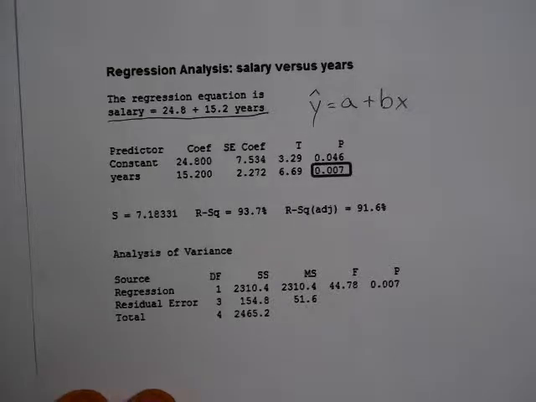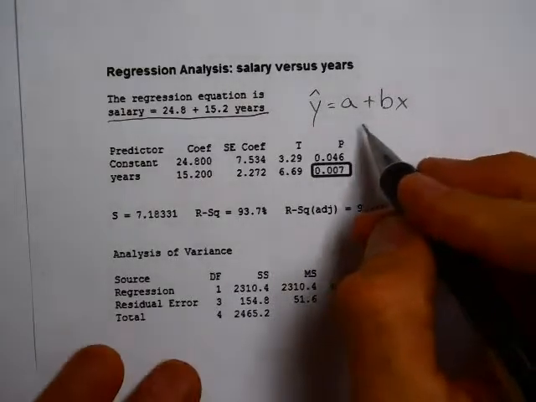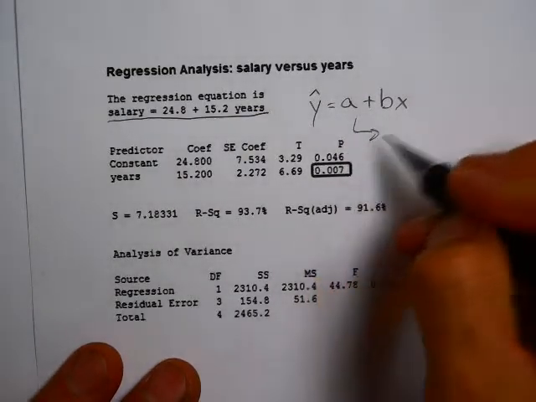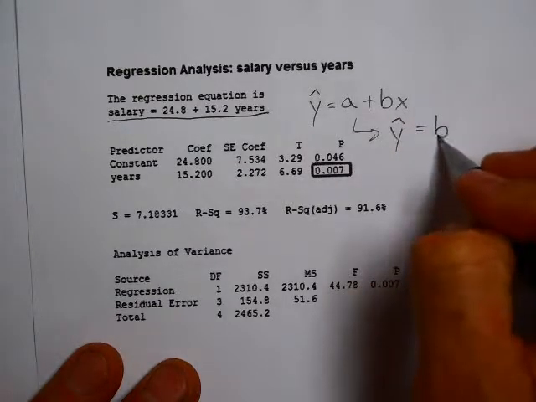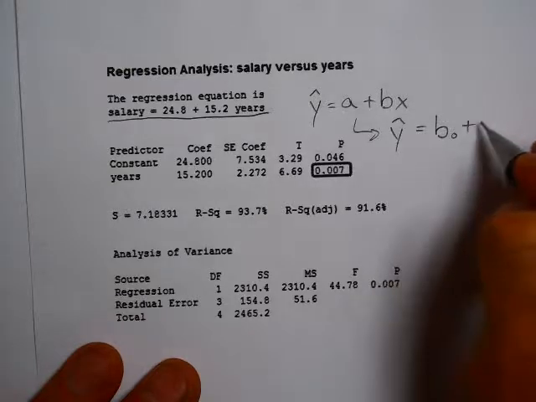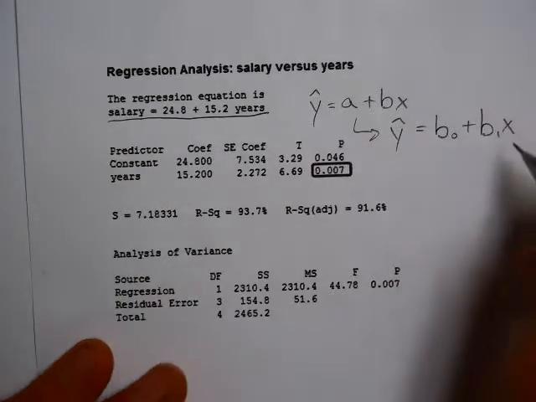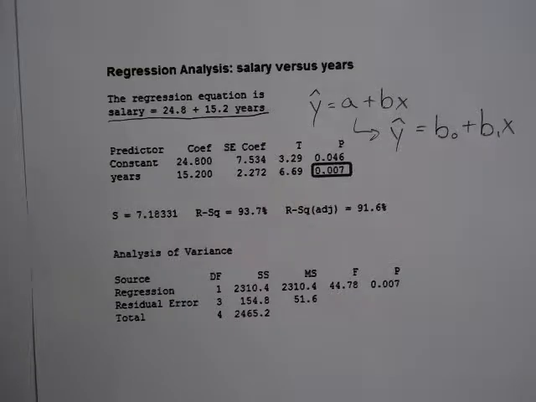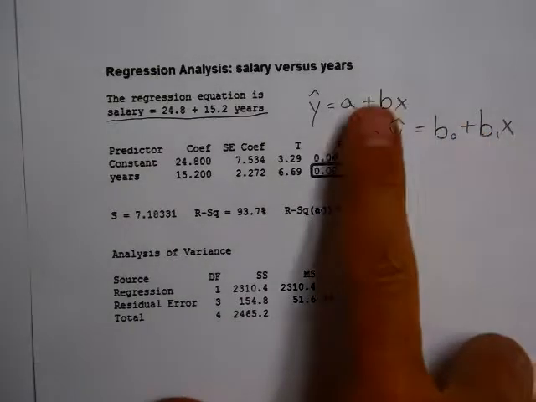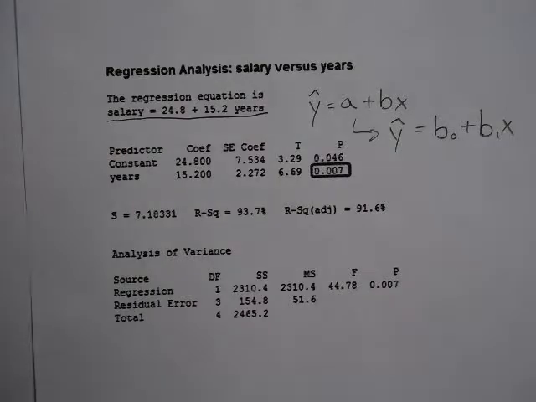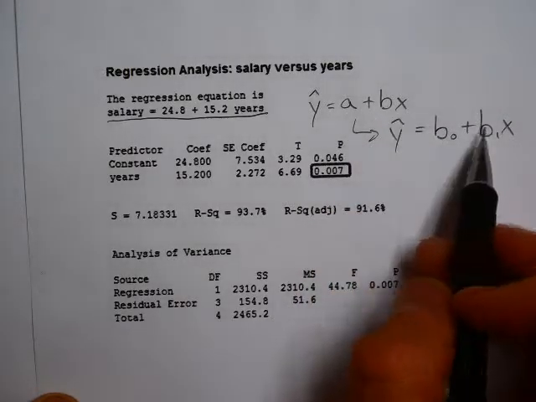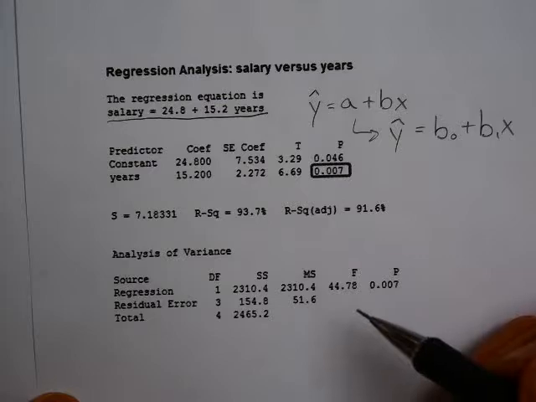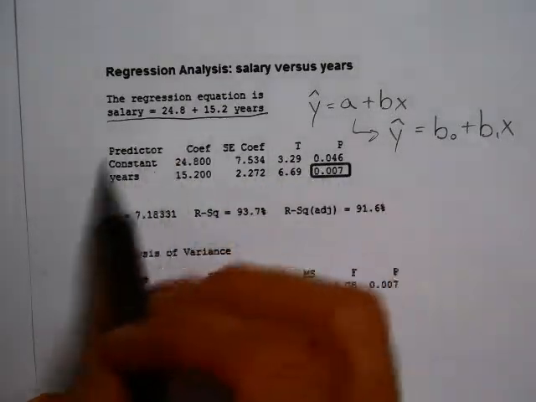Now, if you look through the book, you're going to see that the book introduces this formula a little bit differently than we see in our calculator. It does it like this. Y hat equals B sub naught plus B sub 1 X. There's really no difference between these two, just they're using a different variable for it. And it makes it kind of confusing looking at it. So if you can translate the A and the B sub naught and the B and the B sub 1, you're golden.